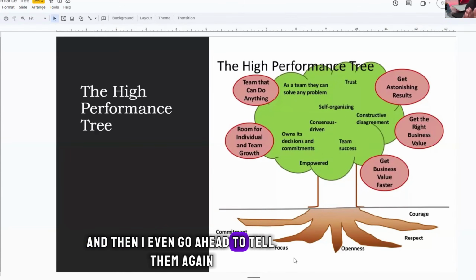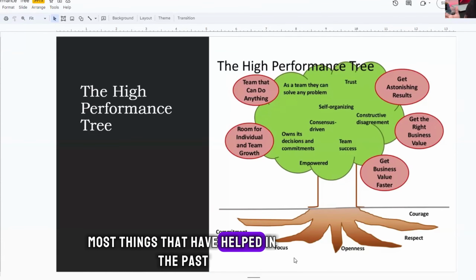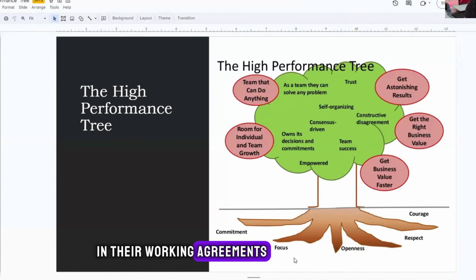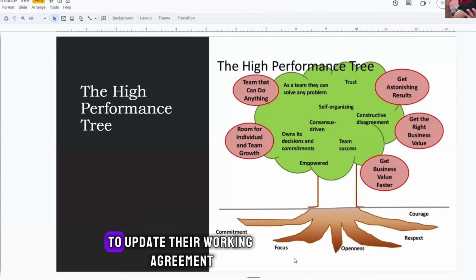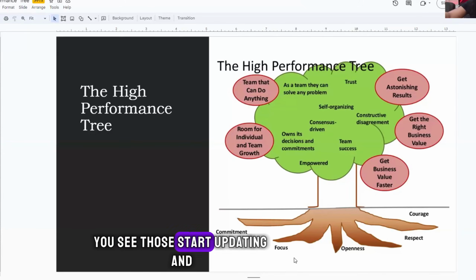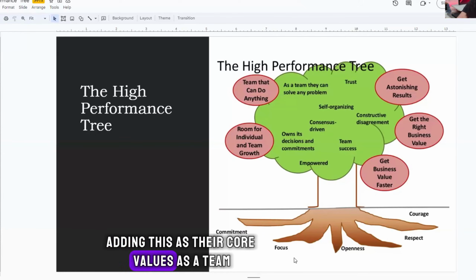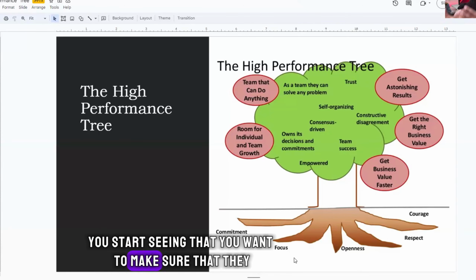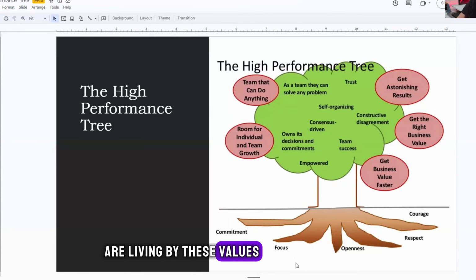And then I even tell them that most teams I've helped in the past usually establish this as their rules of engagement in their working agreement. So when they go to update their working agreement, they start adding these as their core values as a team. Moving forward, you start seeing that they want to make sure they are living by these values. And over time, they become rooted in it. So that's the end of my story.